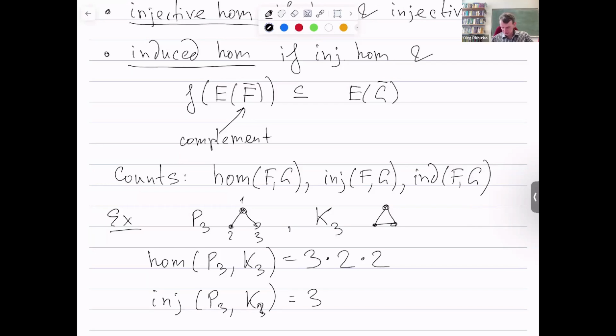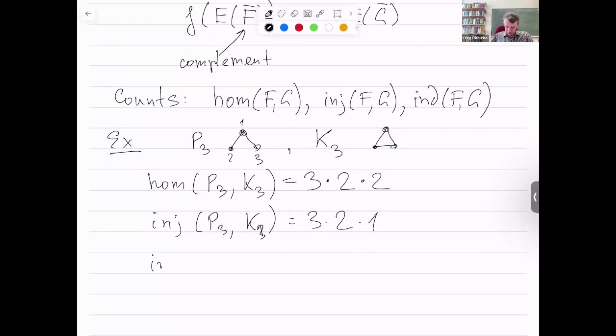then for the first 2 vertices the number is the same, but for the last one I have no choice whatsoever. And if I count induced ones, well, they have the same number of vertices, so it has to be an isomorphism, but these graphs are not isomorphic, so it's 0.